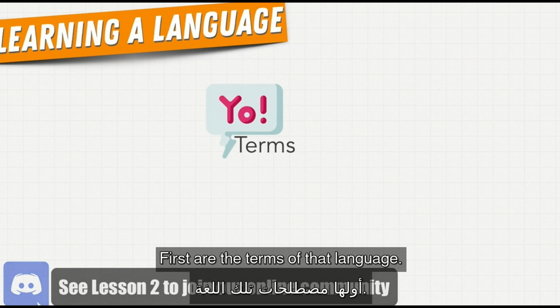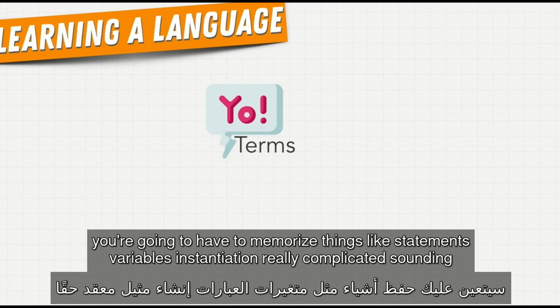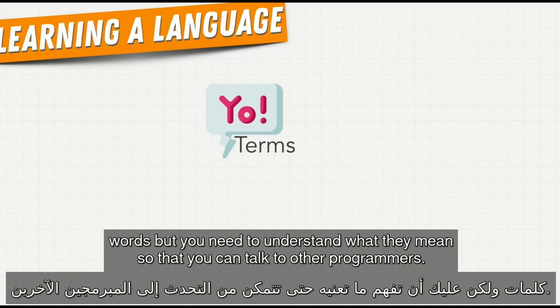First are the terms of that language. Sometimes a programming language has different words and different definitions for these words that you're going to have to memorize. Things like statements, variables, instantiation. Really complicated sounding words, but you need to understand what they mean so that you can talk to other programmers.